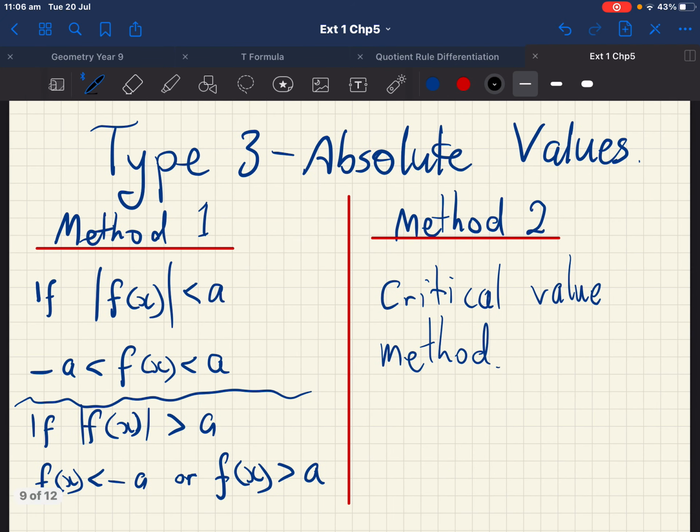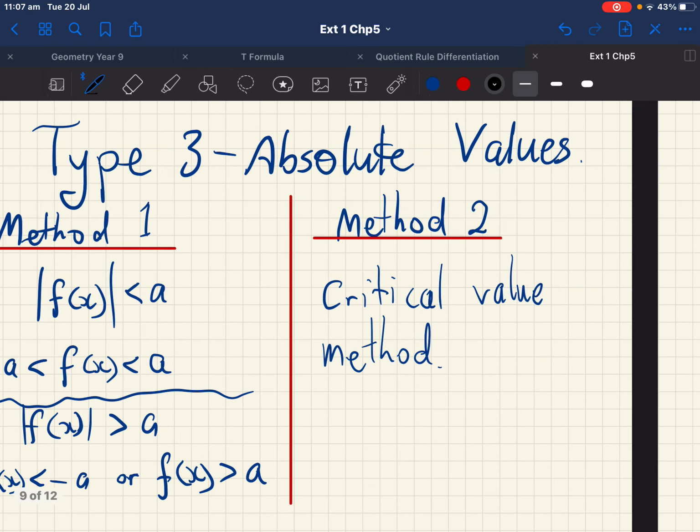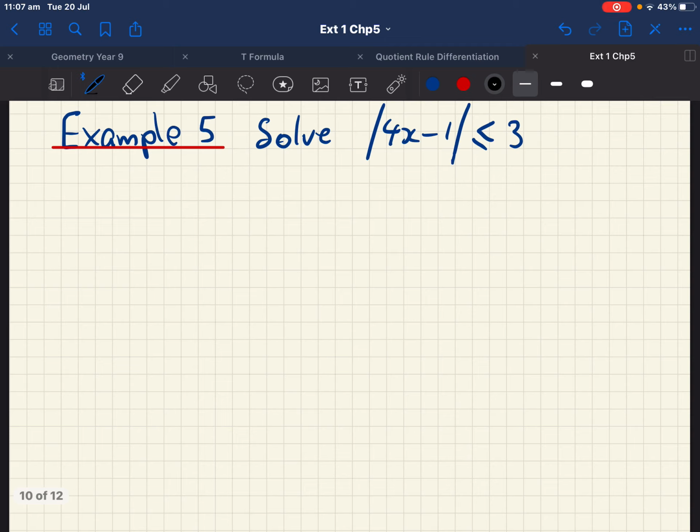All right, on to our third type. These are the absolute value type of questions. And there's two different methods here. The critical value method, what I've listed as method 2, that's the one most of you will probably prefer to use. Method 1 actually is a little bit quicker though, admittedly, and I'll show you how that one works as well with this next question.